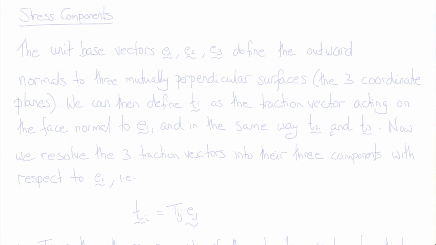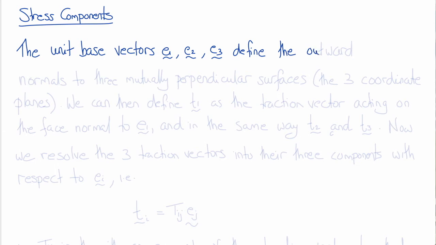So now let's consider the components of the stress tensor, which we now see is defined by two vectors, the traction vector, which has units of force per unit area, and the unit normal vector, which is dimensionless, but defines the orientation of a surface. So if we have unit base vectors, E1, E2, and E3, and we use them to define the outward normals, then they would define three mutually perpendicular surfaces, which are the three mutually perpendicular coordinate planes, the X1, X2 plane, the X2, X3 plane, the X1, X3 plane.